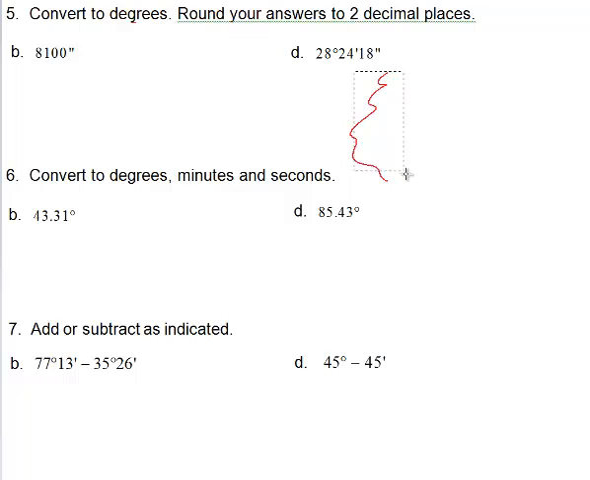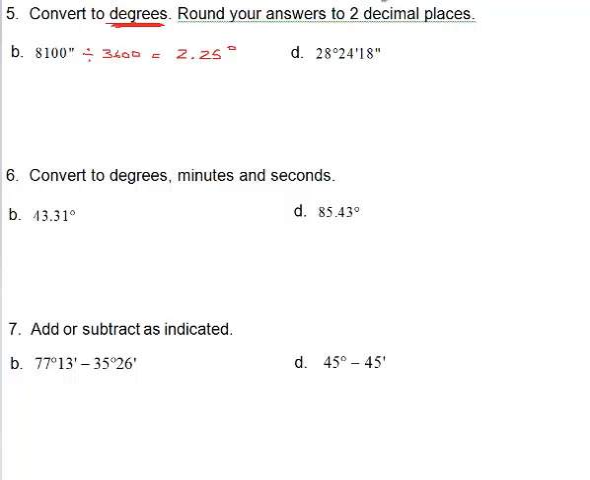The first one you see there is 8,100 seconds. The double prime, or double stroke, there means seconds. So it's 8,100 seconds. The quickest way to do this one is to divide by 3,600, because we know there are 3,600 seconds in a degree, and we're asked to convert to degrees. If we divide that by 3,600, we get 2.25 degrees.